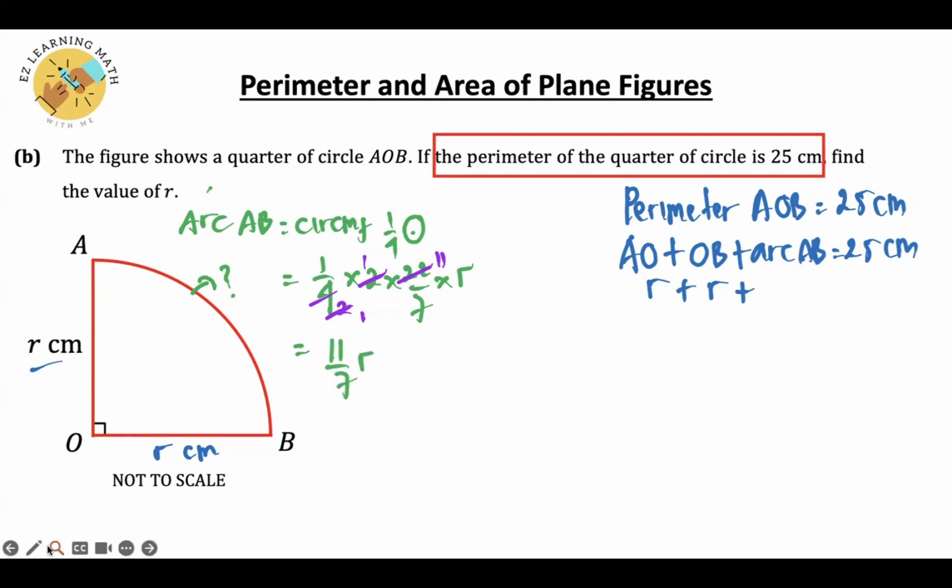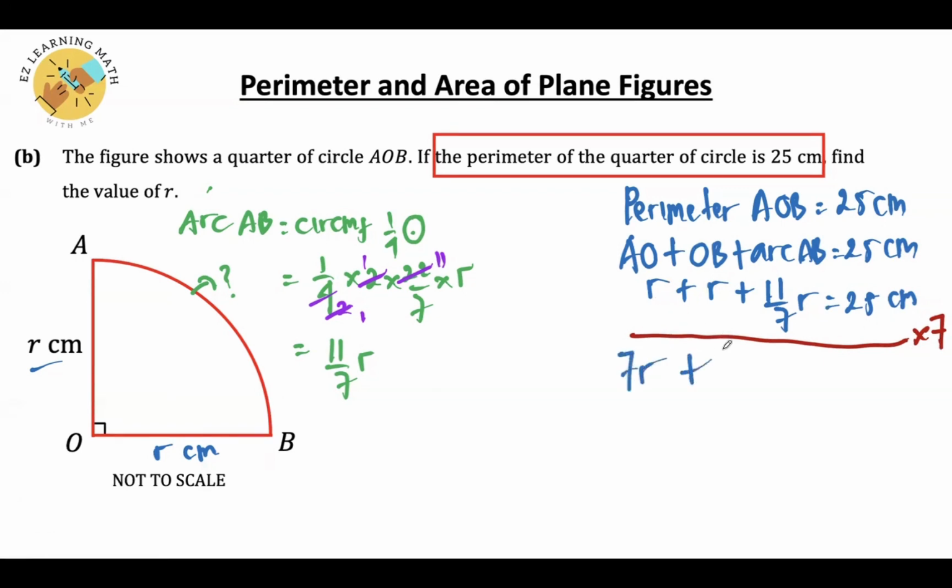Okay, so let's put it here also. 11 out of 7R is equal to 25. And then now let's add the left sides. Since we have 7 as the denominator here, let's get rid of it. We can get rid of 7 by multiplying both sides by 7. So R times 7 is 7R. Plus R times 7 is also 7R. 11 out of 7R times 7 is 11R. 25 centimeters times 7 is 175.